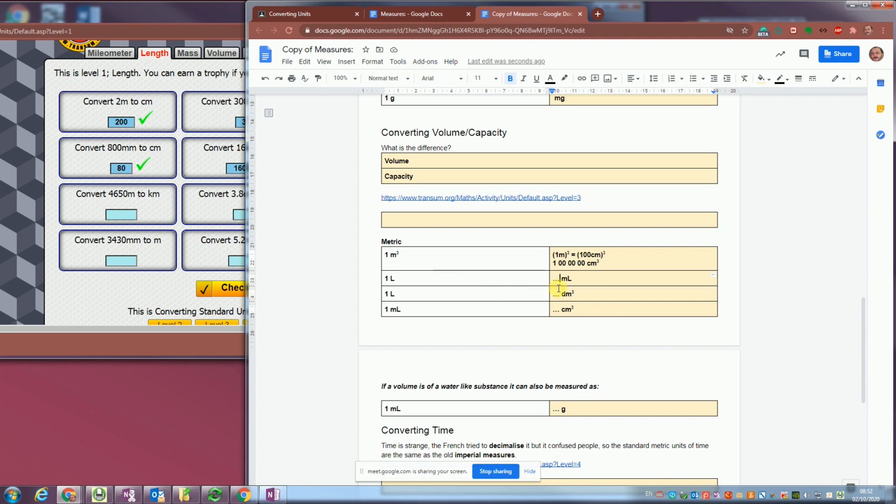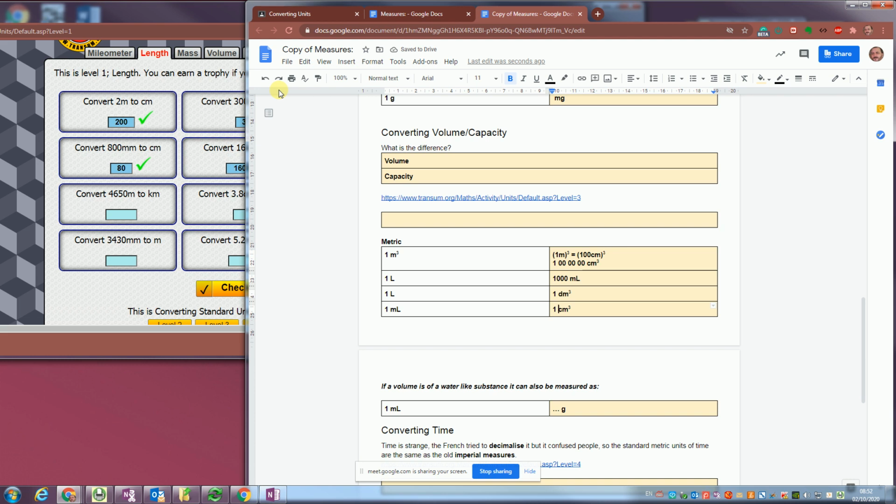Again, a litre, you should know, is 1,000 millilitres. 1 litre, though, is 1 decimetre cubed. And what that means is that 1 millilitre, 1,000th of a litre, and a decimetre cubed is 1 litre is 1,000 millilitres. And that means 1 centimetre cubed is the same as 1 millilitre.